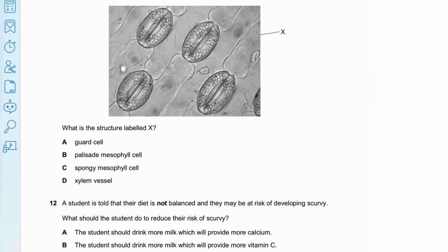The photomicrograph shows a part of the lower surface of a leaf. Take care, stomata are found on the lower surface of a leaf, except for hydrophytes, where they are found on the upper part of the leaf. Which structure is labeled X? Excellent. It's what? Guard cells.